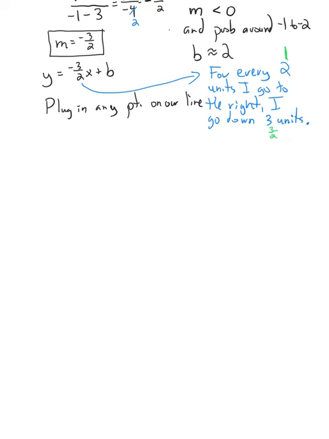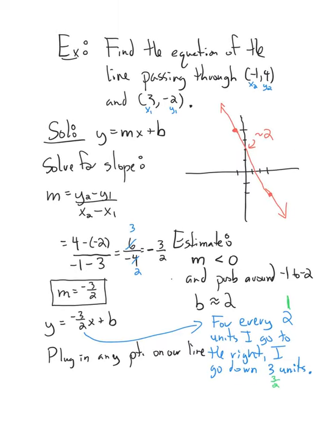So let's plug in, I don't know, maybe I'll scroll back up and we'll pick one. It doesn't matter which one you plug in. Let's plug in 3, negative 2. Let's plug in this guy. You can check. You're going to get the same answer if you plug in negative 1, 4. But I'm going to plug in 3, negative 2. Okay, so let's scroll down.